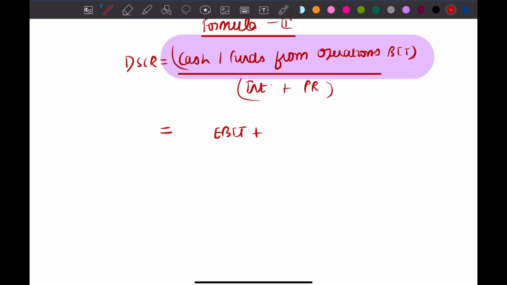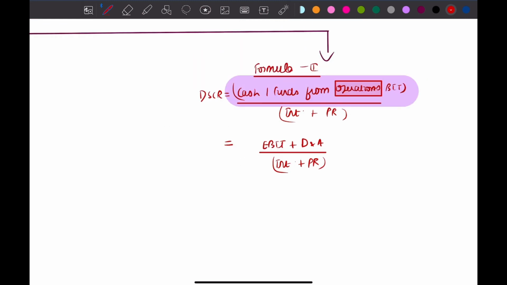And what are we adding back? We are adding back depreciation and amortization expense, because we are targeting funds from operations, operational cash flows. So EBIT plus depreciation and amortization divided by interest and principal repayment.